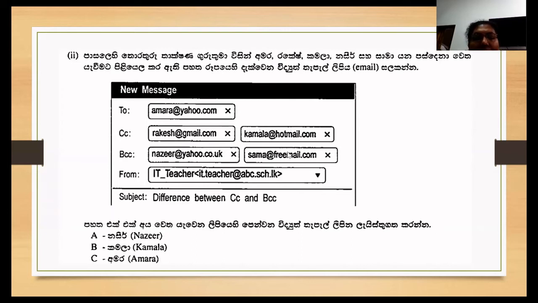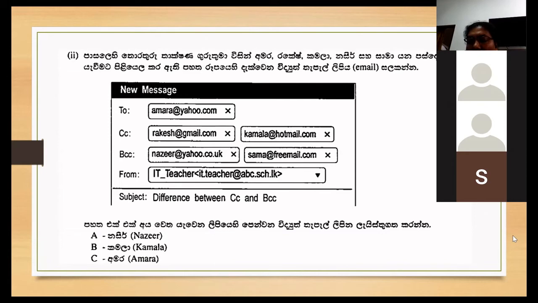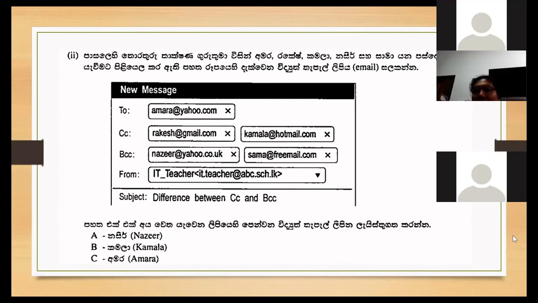Anil, what about Nasir and Sama? They can't see me. They got it after. So they can't see. Why is that? Because they got the email, the message after. Yes, that is why, right? Okay, Amar, then next. And I cannot see others.